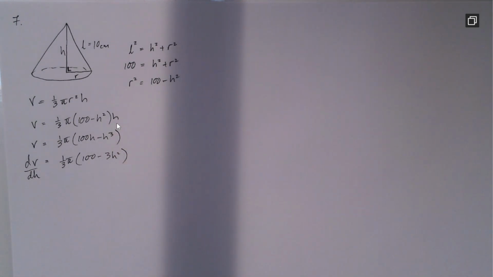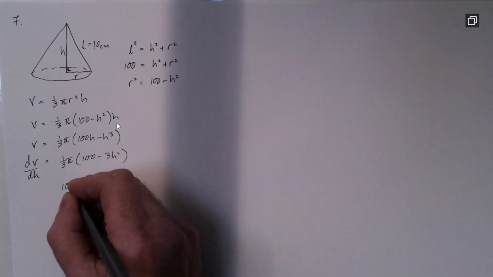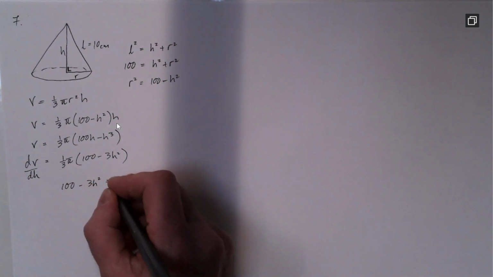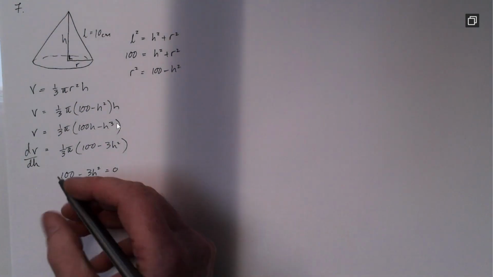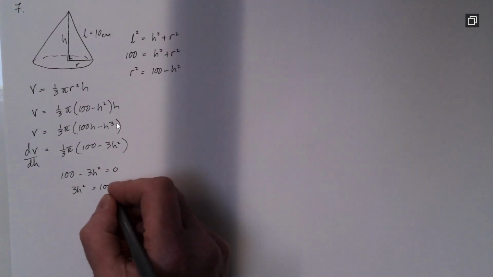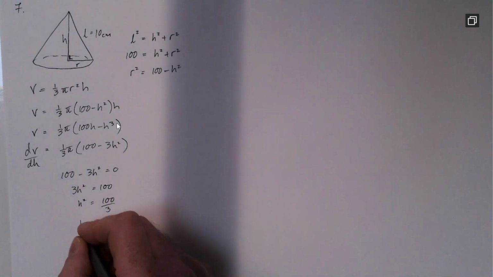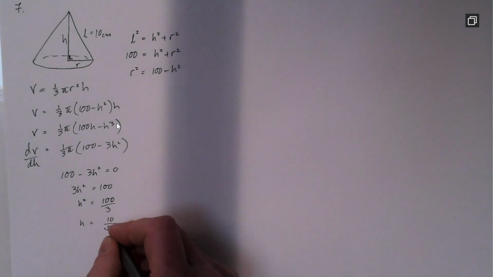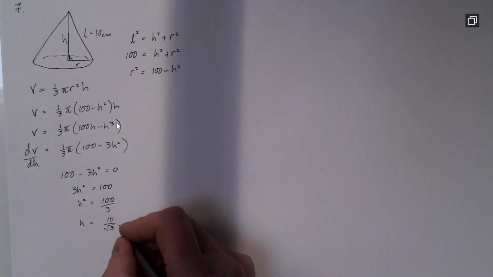Now we set this equal to 0, so 100 minus 3h squared equals 0. So 3h squared equals 100, so h squared equals 100 over 3. So h equals 10 over square root 3 centimeters.